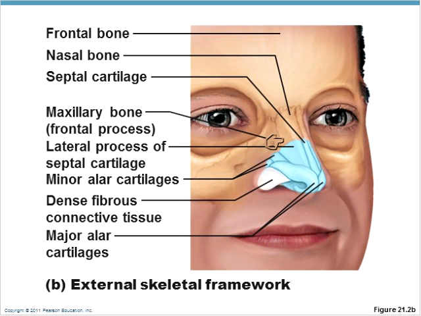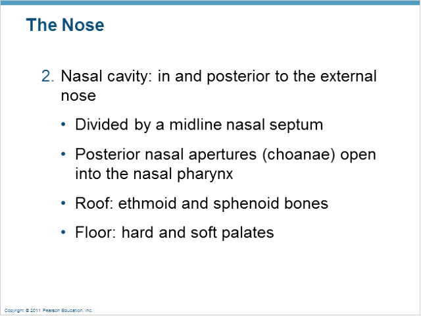We have the lateral process of the septal cartilage, which makes up that minor alar cartilage. We have the dense fibrous connective tissue, which makes up the ala proper. And then we have the major alar cartilages located right here, so you get kind of a feel for what we're talking about. The nasal cavity is posterior to the external nose. It's divided by that nasal septum I showed you before. And there are posterior nasal apertures, which open into the nasal pharynx, called choanae.